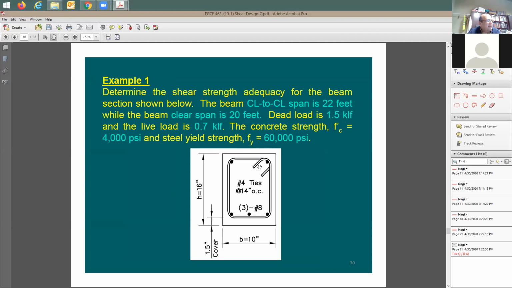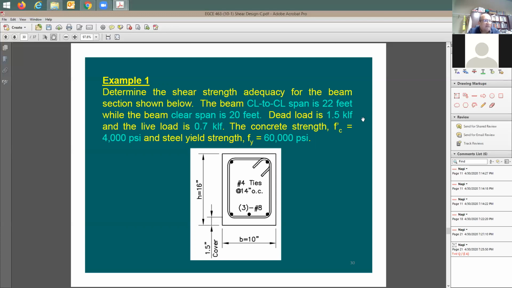We have a quick example here. It says determine the shear strength adequacy for this beam. They give here the beam center to center span is 22 feet. The clear span is 20. If you guys recall, when we take the critical section for shear, it used to be a d distance from the face of support, which means face of column. This is why it is important to understand how much is the clear span, so that we go d distance away from this face of support and figure out the shear demand.